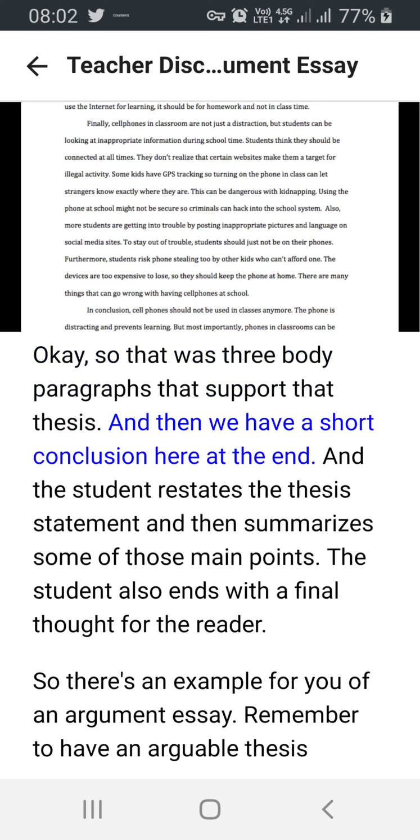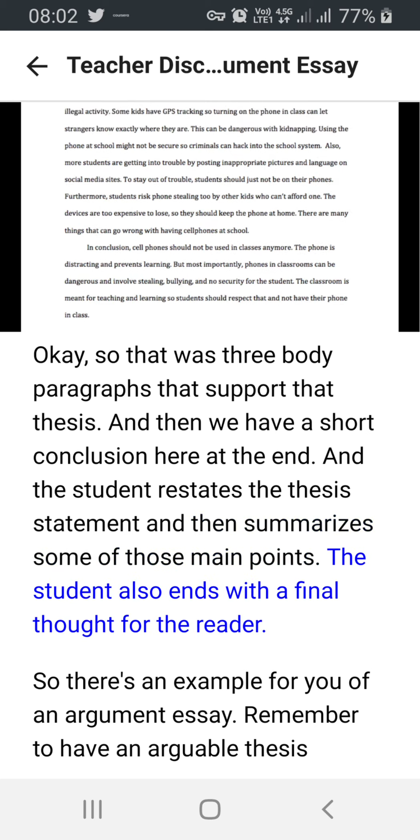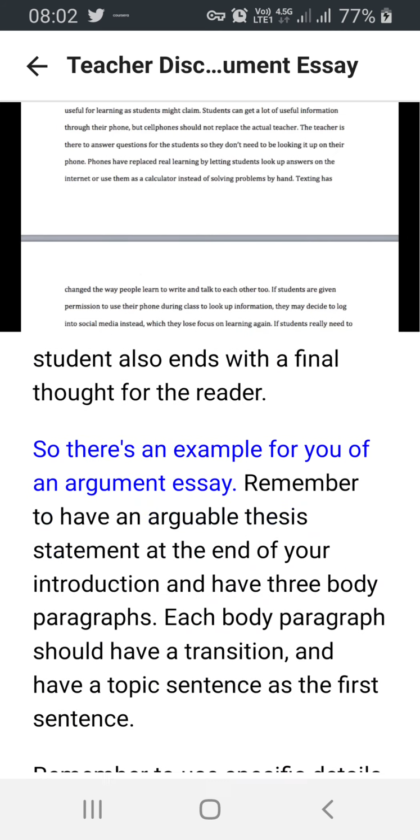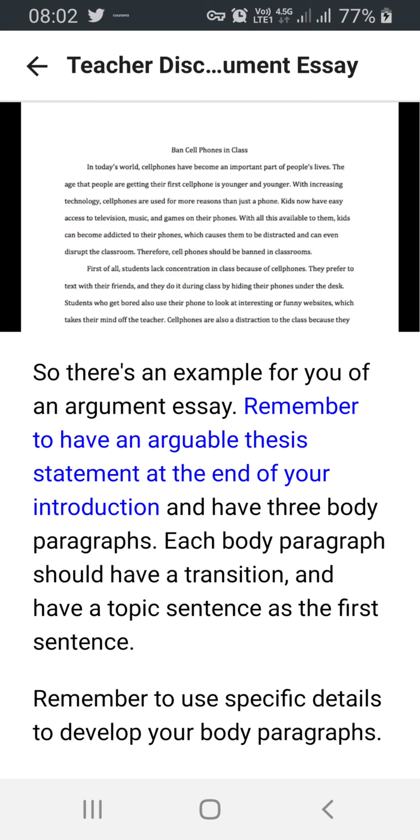And then we have a short conclusion here at the end. And the student restates the thesis statement and then summarizes some of those main points. The student also ends with a final thought for the reader. So there's an example for you of an argument essay. Remember to have an arguable thesis statement at the end of your introduction and have 3 body paragraphs. Each body paragraph should have a transition and have a topic sentence as the first sentence. Remember to use specific details to develop your body paragraphs.